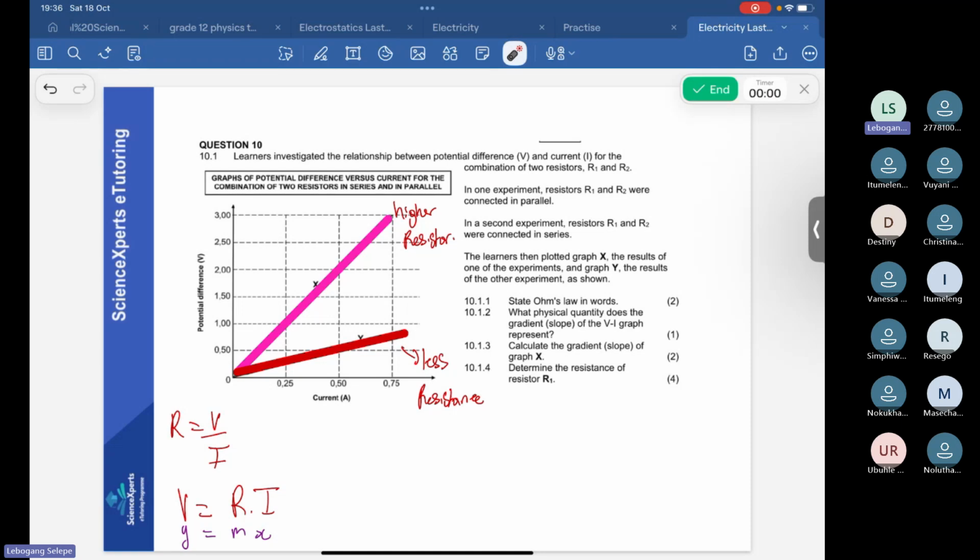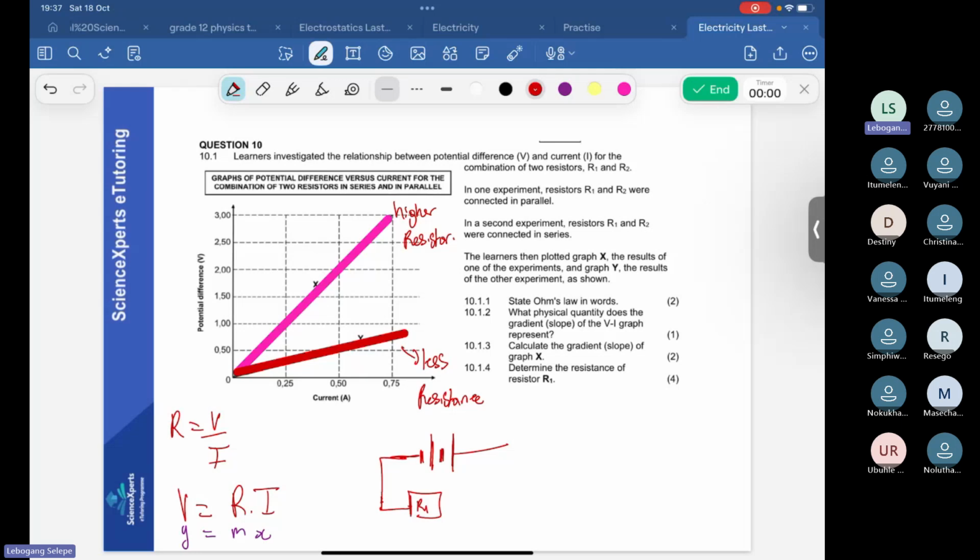Okay, I don't have the graph here, so Elena investigated the relationship between V and I for the combination of two resistors, R1 and R2. The graphs of potential difference versus current for the combination of two resistors in series and in parallel. Oh, okay, so one should be in parallel and the other in series. Under which one were they in parallel and under which one in series? In X, they are in series, and in Y, they are in parallel. Yes, that's correct, because if they're in parallel, we would expect a lesser resistance, right?